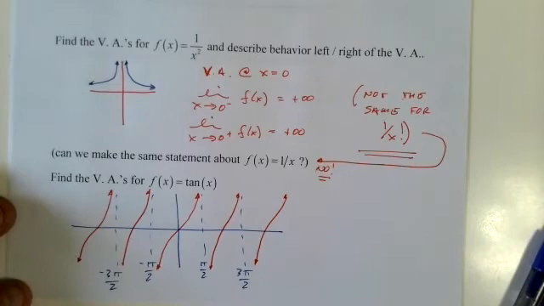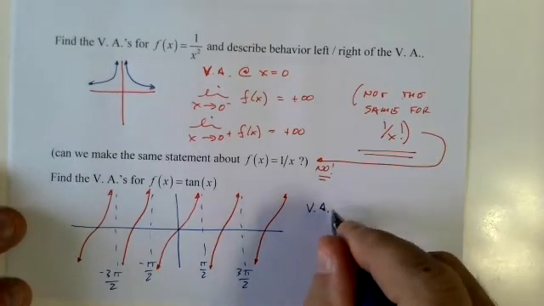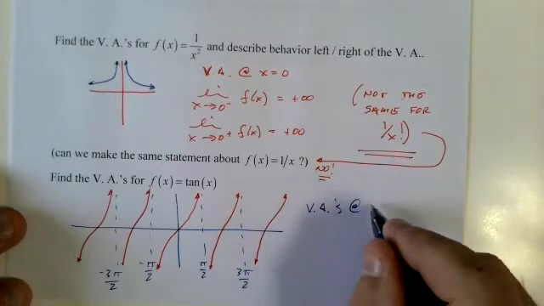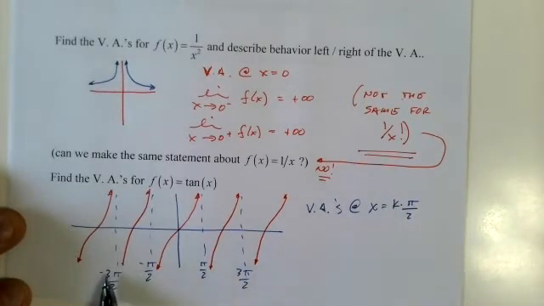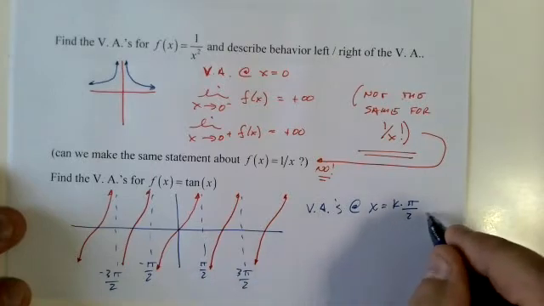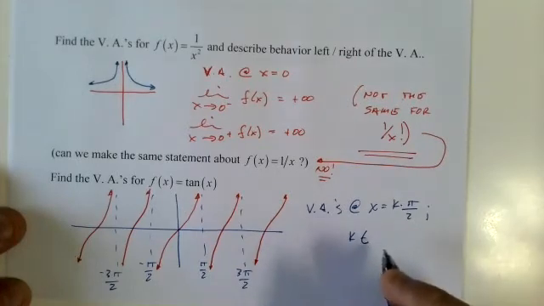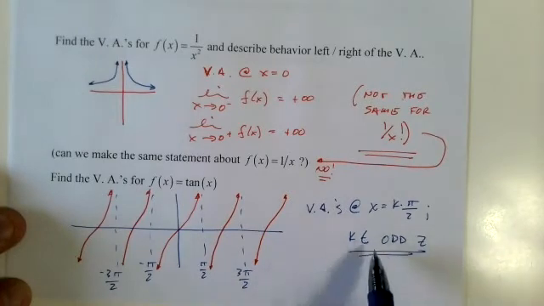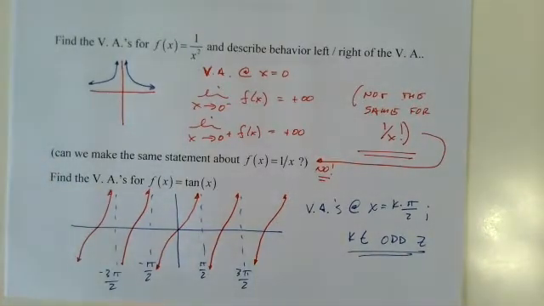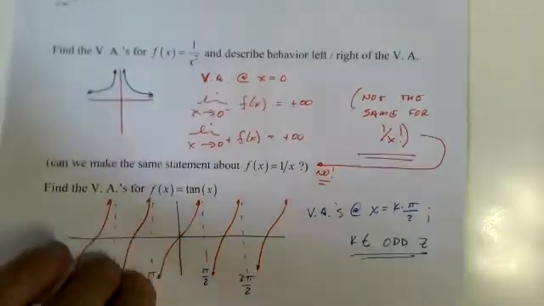All right. And we would say vertical asymptotes at x equals some k times pi over 2, where k is all odd integers: negative 3, negative 1, 1, 3, 5. That's a funky little notation, and you don't have to write it that way. You can write it any way you want. All right, and notice that from the left it's positive, from the right it's negative. You got to keep an eye on all that.